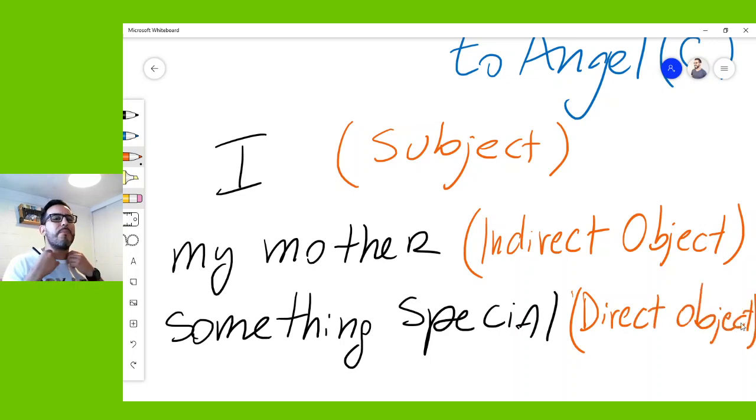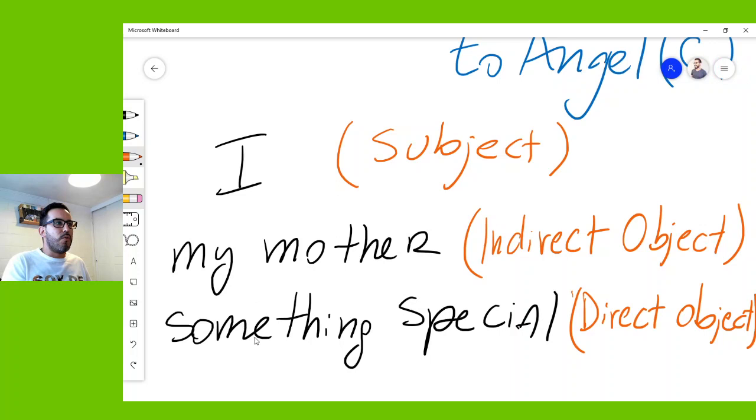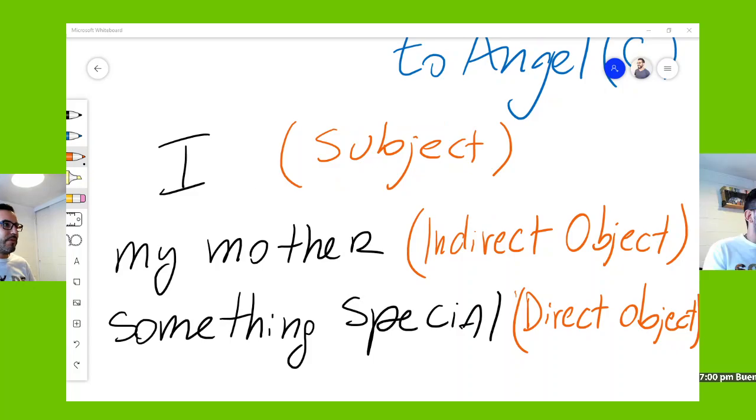Something special can be, for example, a necklace, a ring, earrings, or I don't know, a purse, a bracelet also. Very good. Okay, so here something special is only something vague. This is a vague expression, an expression that is not very clear. I don't know what, but I know there's something special. Is that clear?